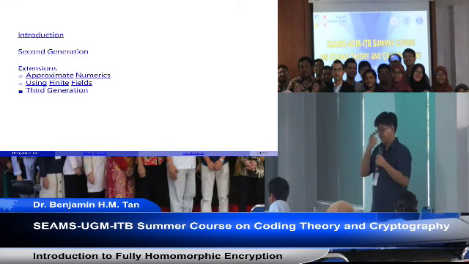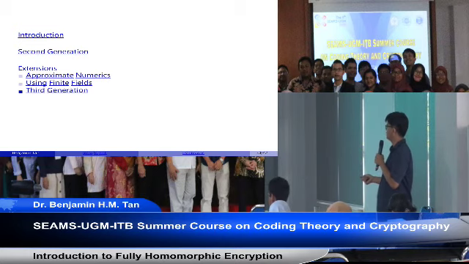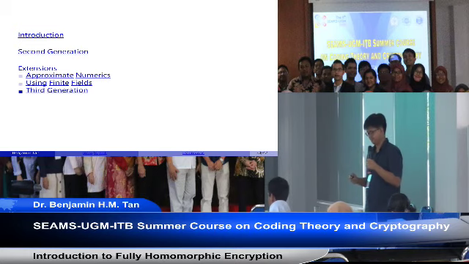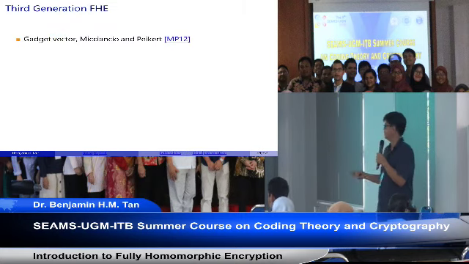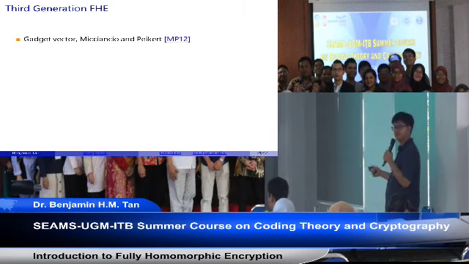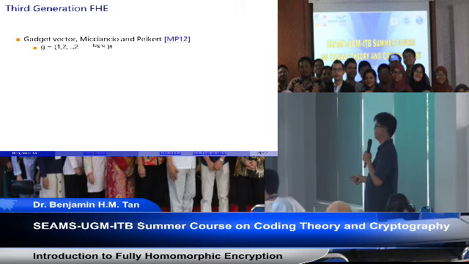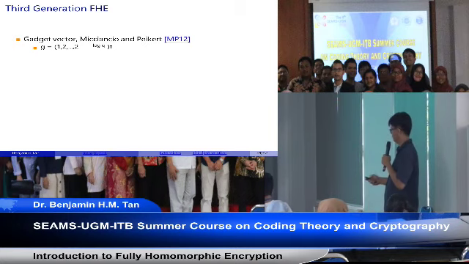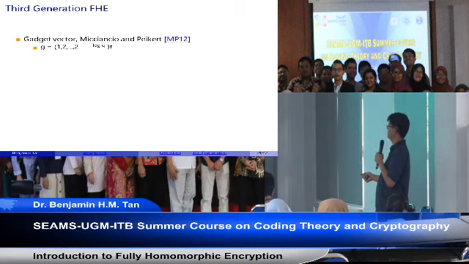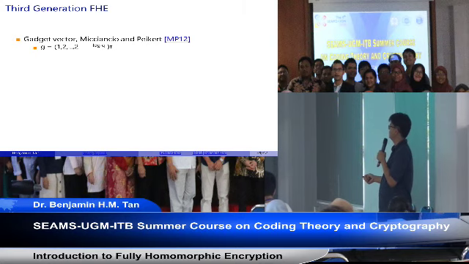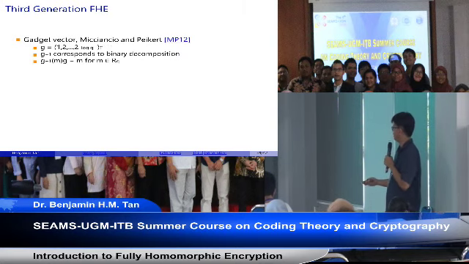Okay, so lastly, to round off, I'll just touch on what happened after the second generation. The third generation, which happened in about 2013, uses this concept called a gadget vector, which is very important in lattice cryptography. The gadget is basically this vector g with entries 1, 2, powers of 2, all the way to 2^floor(log q). And you have this function g inverse, which is basically binary decomposition. So if you have any ring element m, and you take the inverse of m and multiply it by g, you get back m itself.